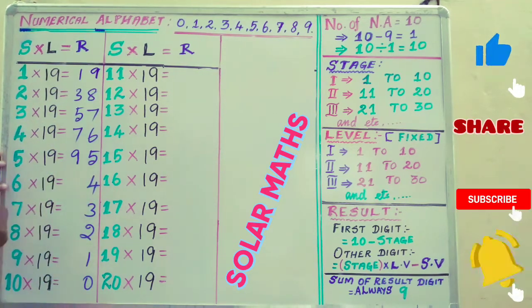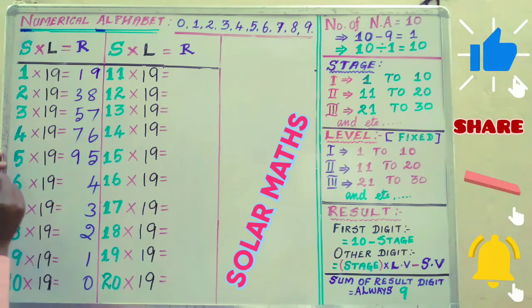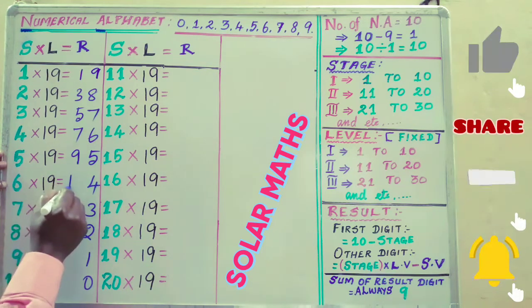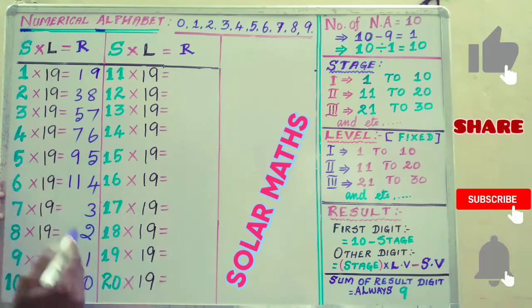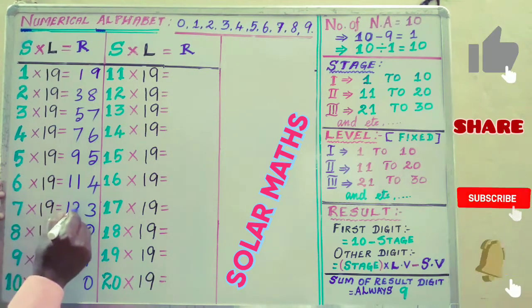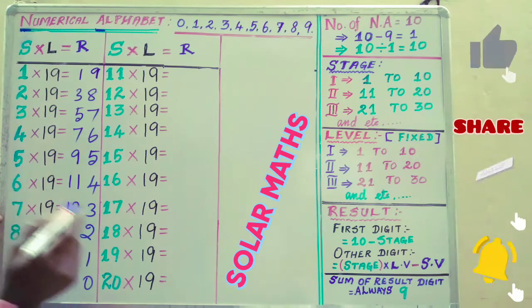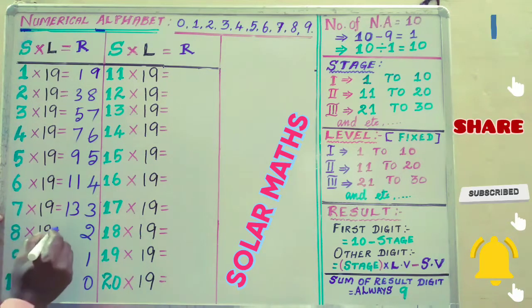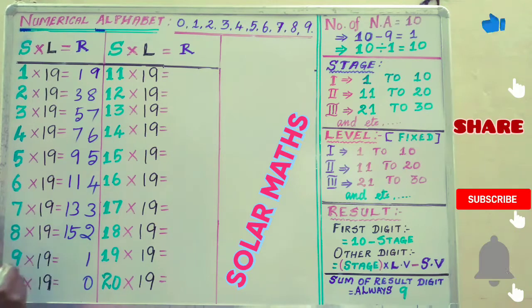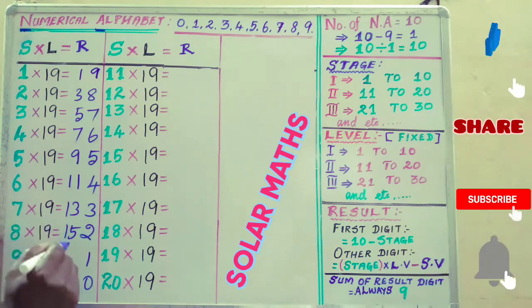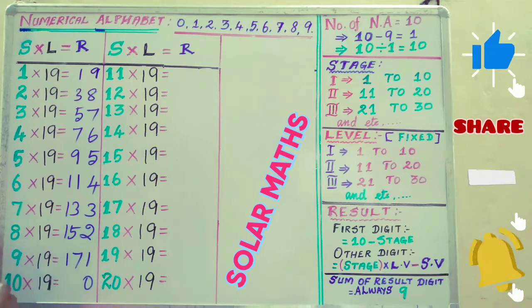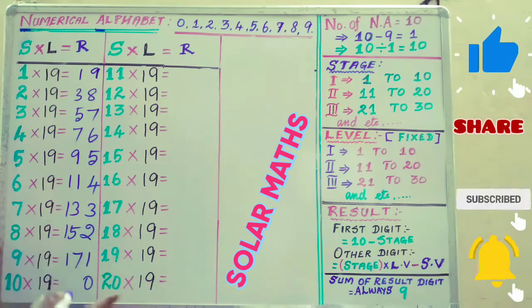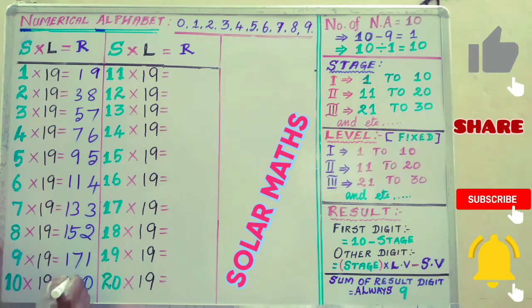9, and then 6 into 2 is 12, 12 minus 1 is 11, 7 into 2 is 14, 14 minus 1 is 13, and 8 into 2 is 16, 16 minus 1 is 15, and 9 into 2 is 18, 18 minus 1 is 17, 10 into 2 is 20, 20 minus 1 is 19.